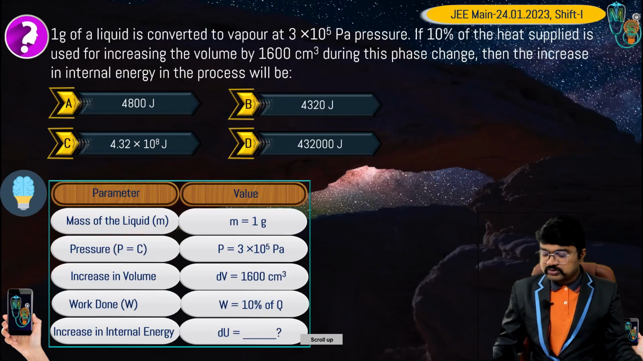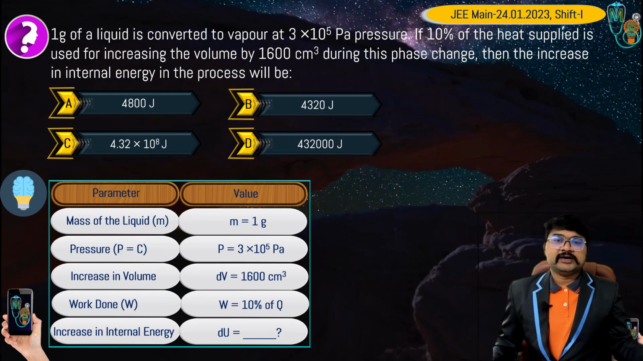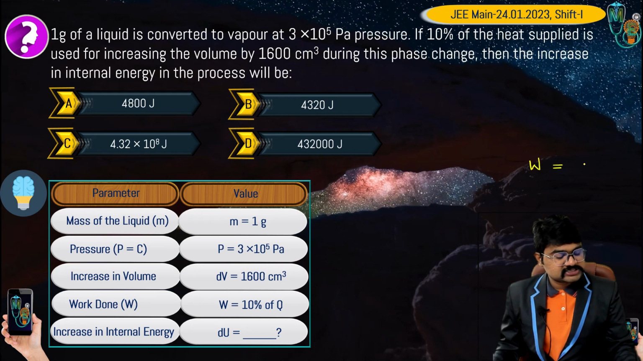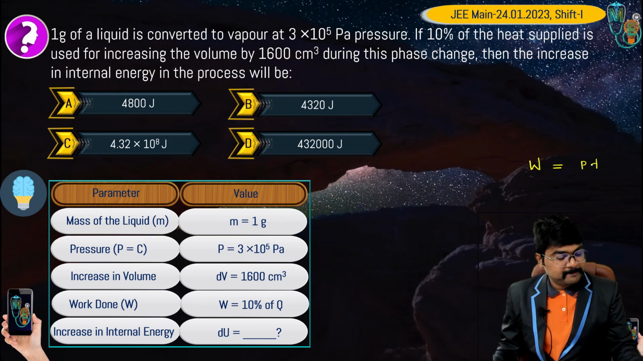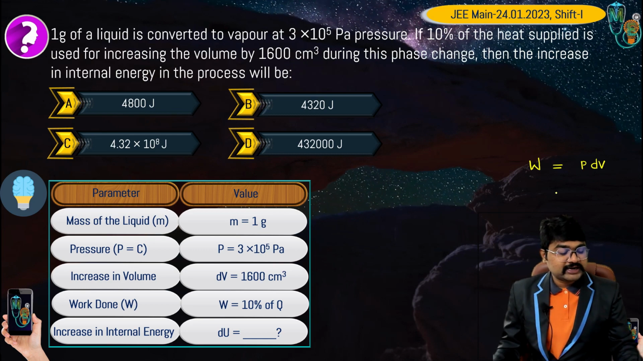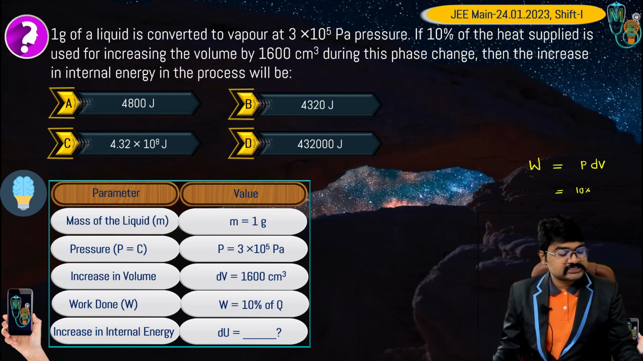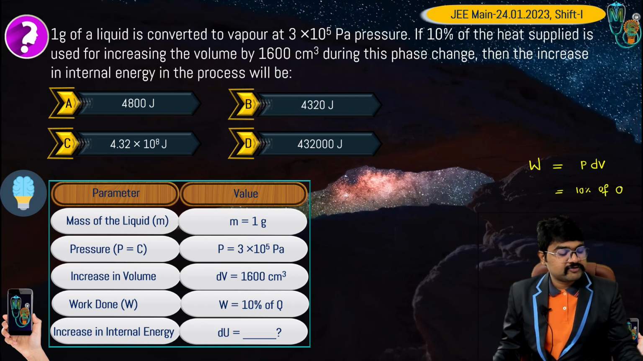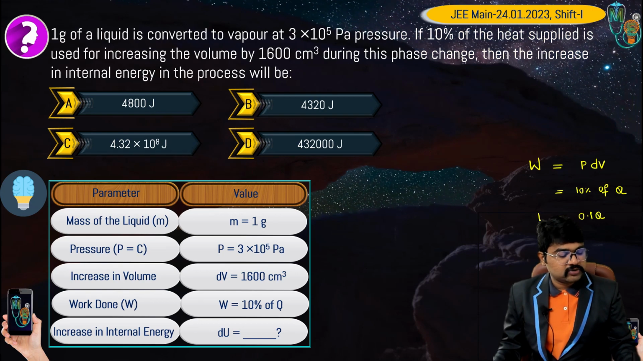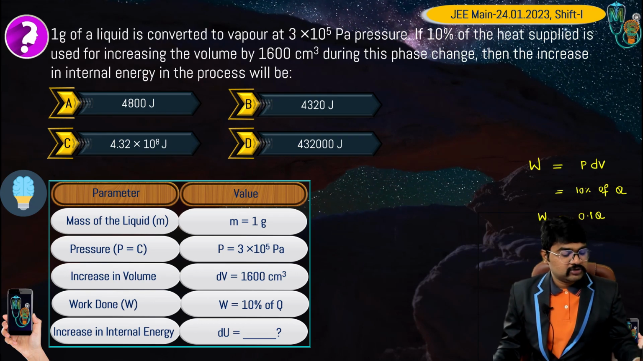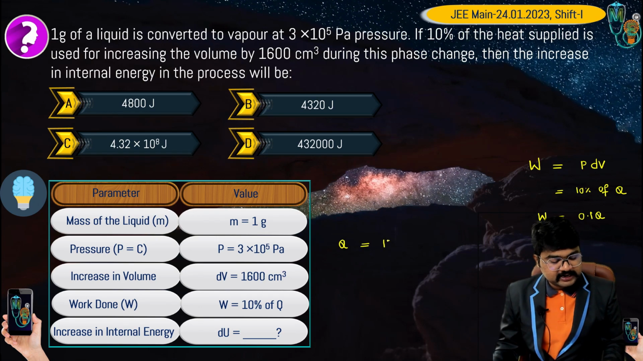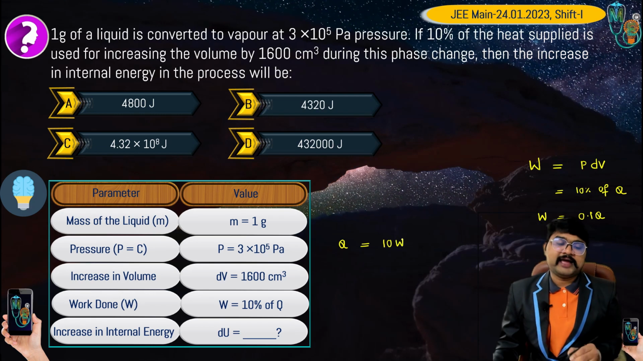See here, you should know what the work done is. W equals PdV. So this is the work done. What is given? 10% of heat supplied, 10% of Q is given. That means W equal to 0.1 Q. Q equal to, what is Q? Tell me. Q equals 10 W, that is W by 0.1.